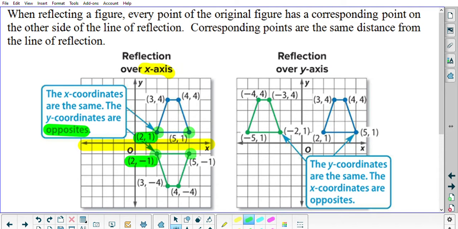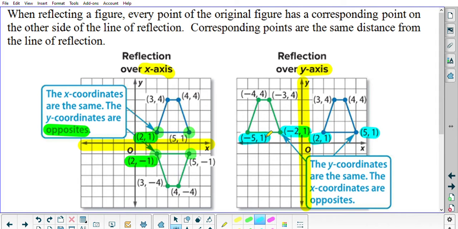In contrast to that, let's look at what happens when I reflect something over the y-axis. Now, you recall the y-axis is the one that goes up and down. So what happened in this situation? The point 2, 1. Once I reflect it over the y-axis, now it's -2, 1. So it's still 2 spaces away from the y-axis like it used to be, but now it's -2, 1 instead of +2, 1. What about the point 5, 1? When I flip it over the y-axis, it's now -5, 1.